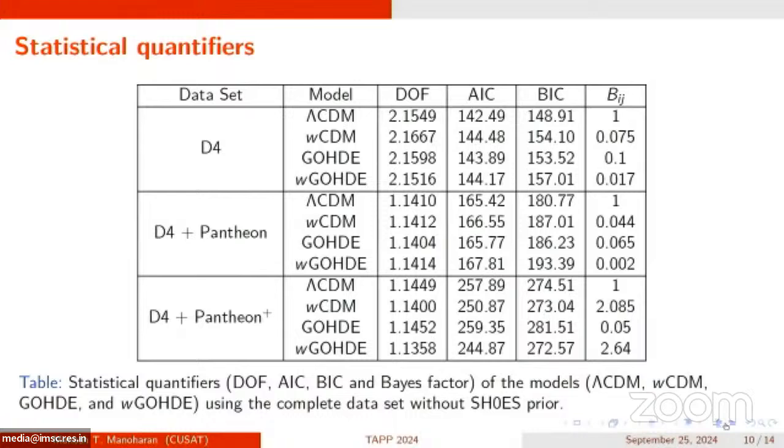And we can see that in most cases, lambda CDM is taking the golden stand, and the other models are not performing better than the lambda CDM model as was shown in the chi-square analysis, because there are extra parameters coming into the picture. So we need to penalize the model for those extra parameters, and these quantifiers do that. But we can see that whenever you are using the Pantheon Plus data, the WGHD model is slightly favored, although it is not a strong evidence, but it is something that we cannot rule out.